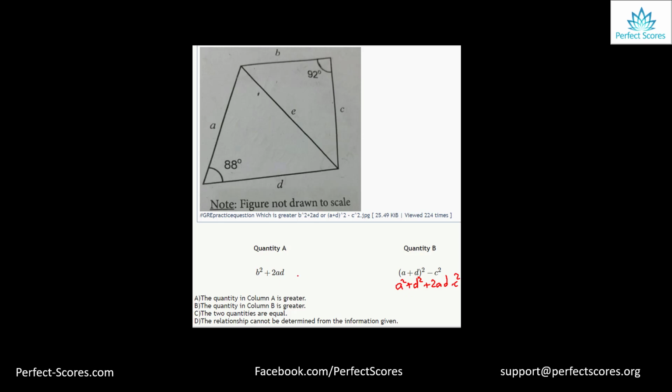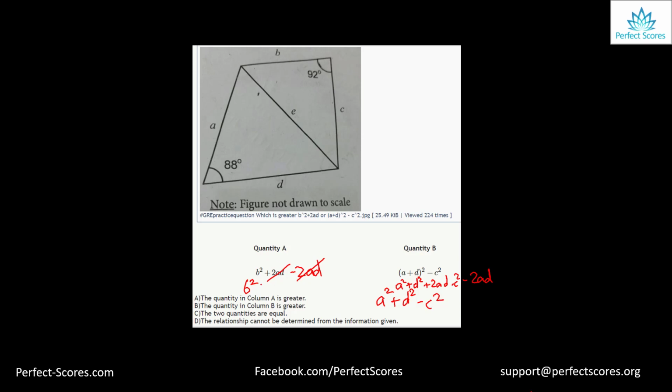So what I'm going to do is subtract 2ad from both sides, right? Because I know a and d are positive, so I can do that. So 2ad goes, and you have b squared here, and you're left with a squared plus d squared minus c squared. So what do I have to compare? I have to compare b squared and a squared plus d squared minus c squared, right?